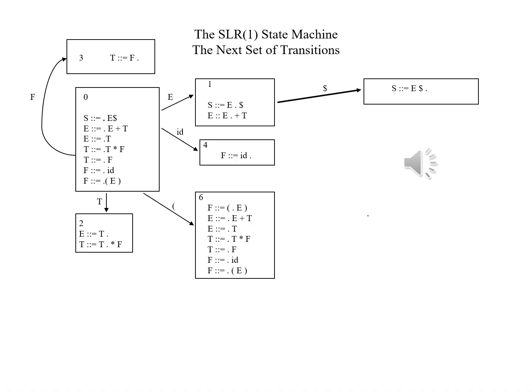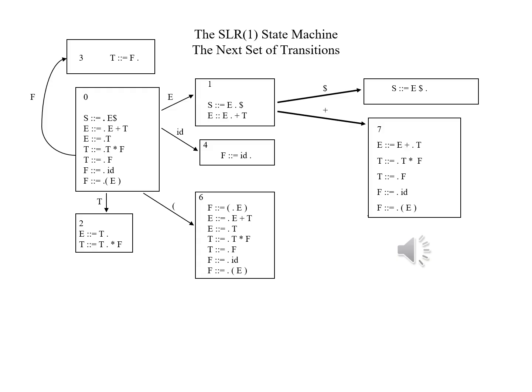Now that we have transitions from the initial state, state 0, let's take a look at the transitions from the first of the ones that come afterwards. From state 1 on the dollar sign, we will go to another state, S derives E dollar dot. This will be our acceptance state, and as a matter of practice, we are going to give this the highest number, which means we're not going to number this one yet.